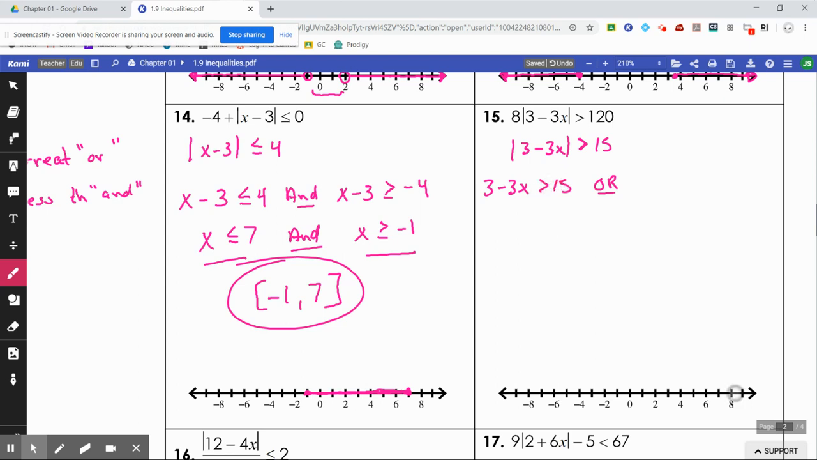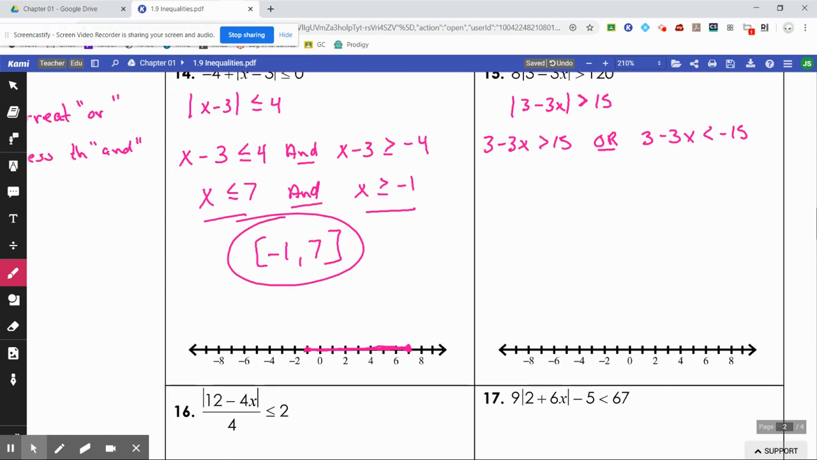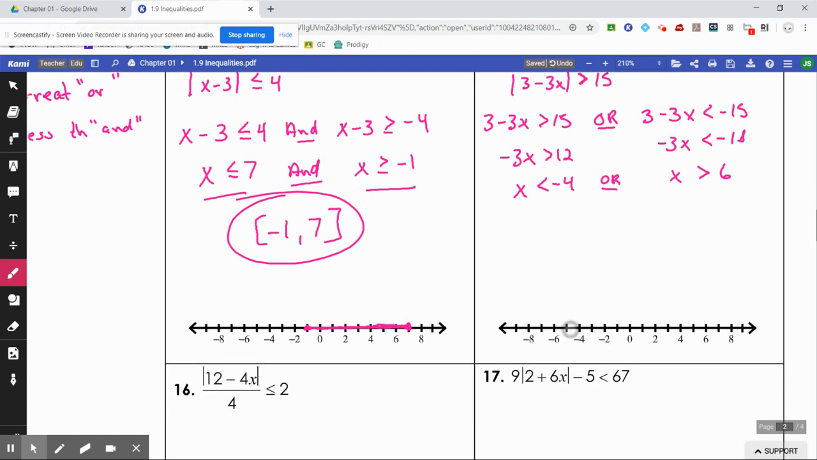That's keep it. Now let's do 3 minus 3x, switch your symbol and your sign. Move the 3 over, gives you negative 3x is greater than 12. Divide by negative 3. Make sure you flip your symbol, gives you x is less than negative 4. Or move your 3, gives you negative 3x is less than negative 18. Divide by negative 3 gives you x is greater than negative divided by negative is a positive 6. So x can be any value less than negative 4.